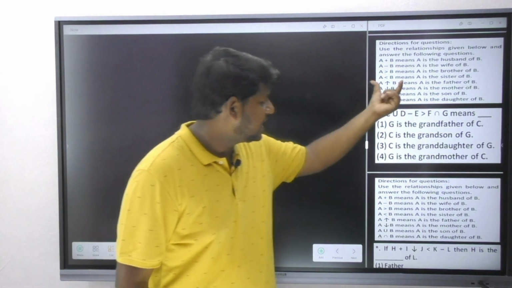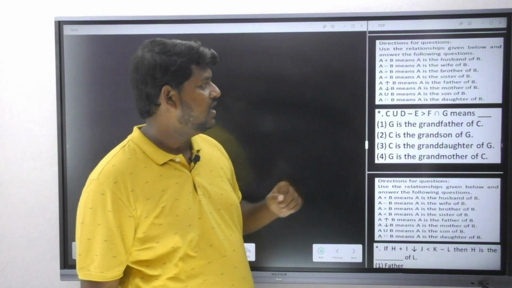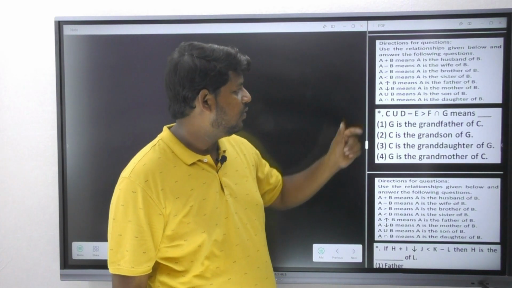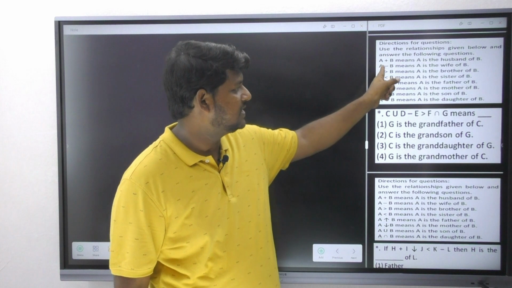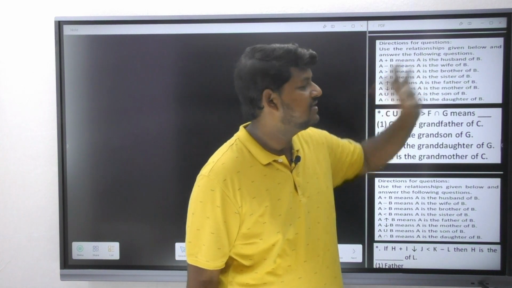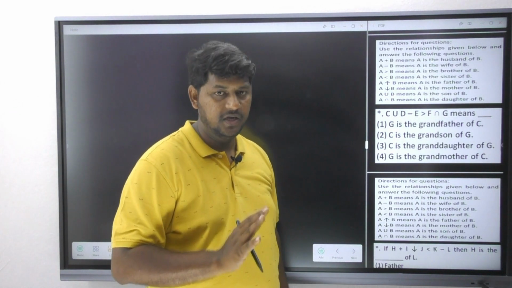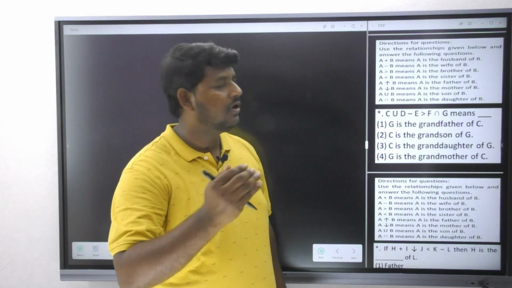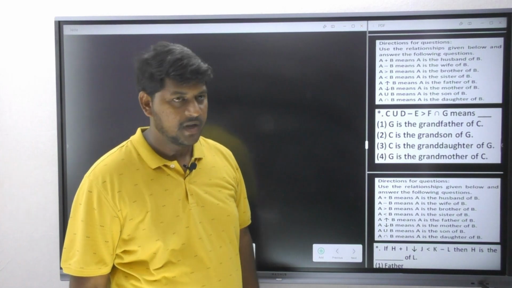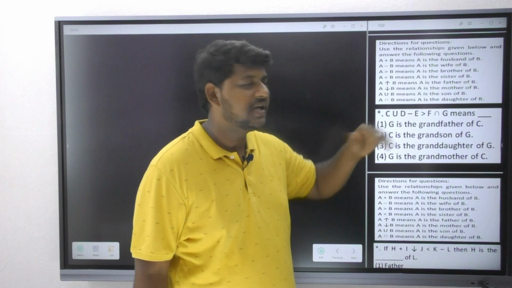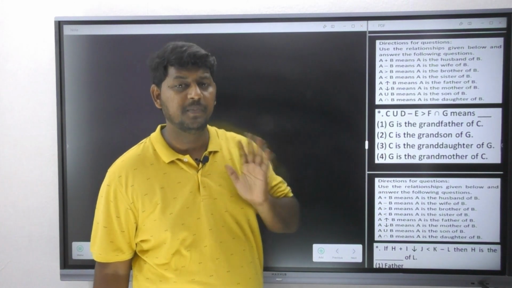Okay, now read the information clearly. Use the relationship given below and answer the following question. Whatever symbol you have got over here, plus means what here? A is the husband of B. Please understand, A became the husband, so by default B becomes what? Wife. Minus means A became the wife, so B automatically becomes what?